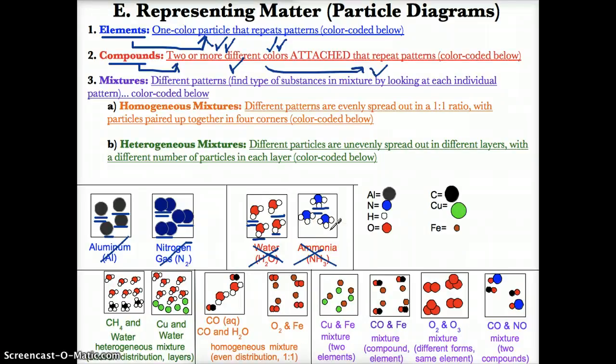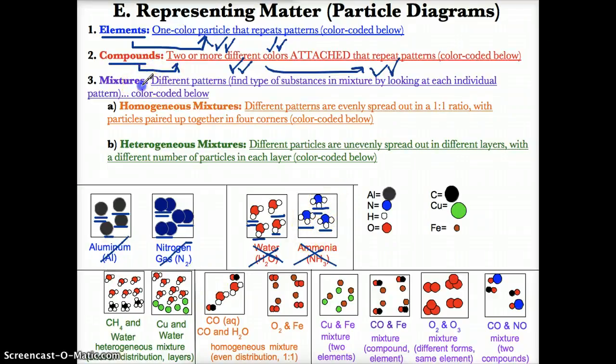First of all, we see that there are two different colors attached in the unique pattern. Specifically, there's one blue attached to three white. So the two different colors are blue and white, specifically one blue, three white. So the first condition for a compound is met. Next, we see that the pattern repeats here and here twice. So since the pattern repeats at least once, we also meet this condition. Therefore, this represents a compound because it's two or more different colors attached, blue attached to three white, that repeats its patterns twice here and here.